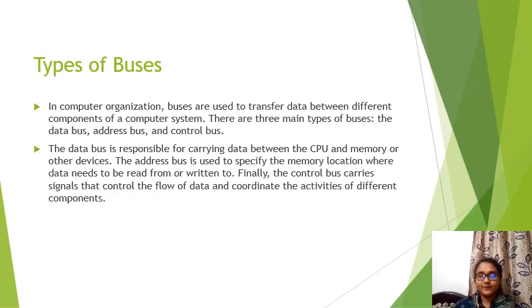Now let us see the types of buses. In computer organizations, buses are used to transfer data between different components of a computer system. There are three main types of buses: data bus, address bus, and control bus. The data bus is responsible for carrying data between the CPU and memory or other devices. The address bus is used to specify the memory location where data needs to be read from or written to. Finally, the control bus carries signals that control the flow of data and coordinate the activities of different components.